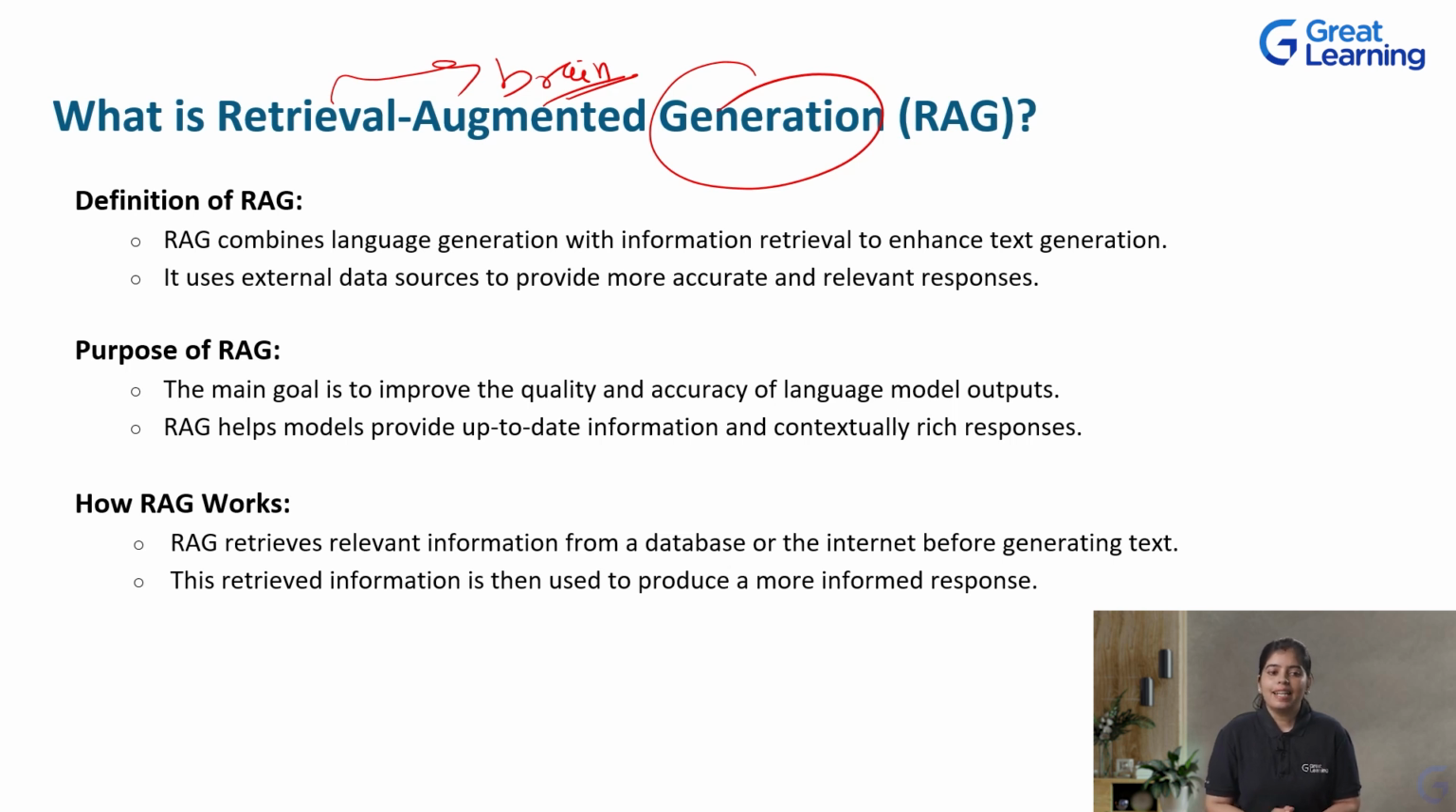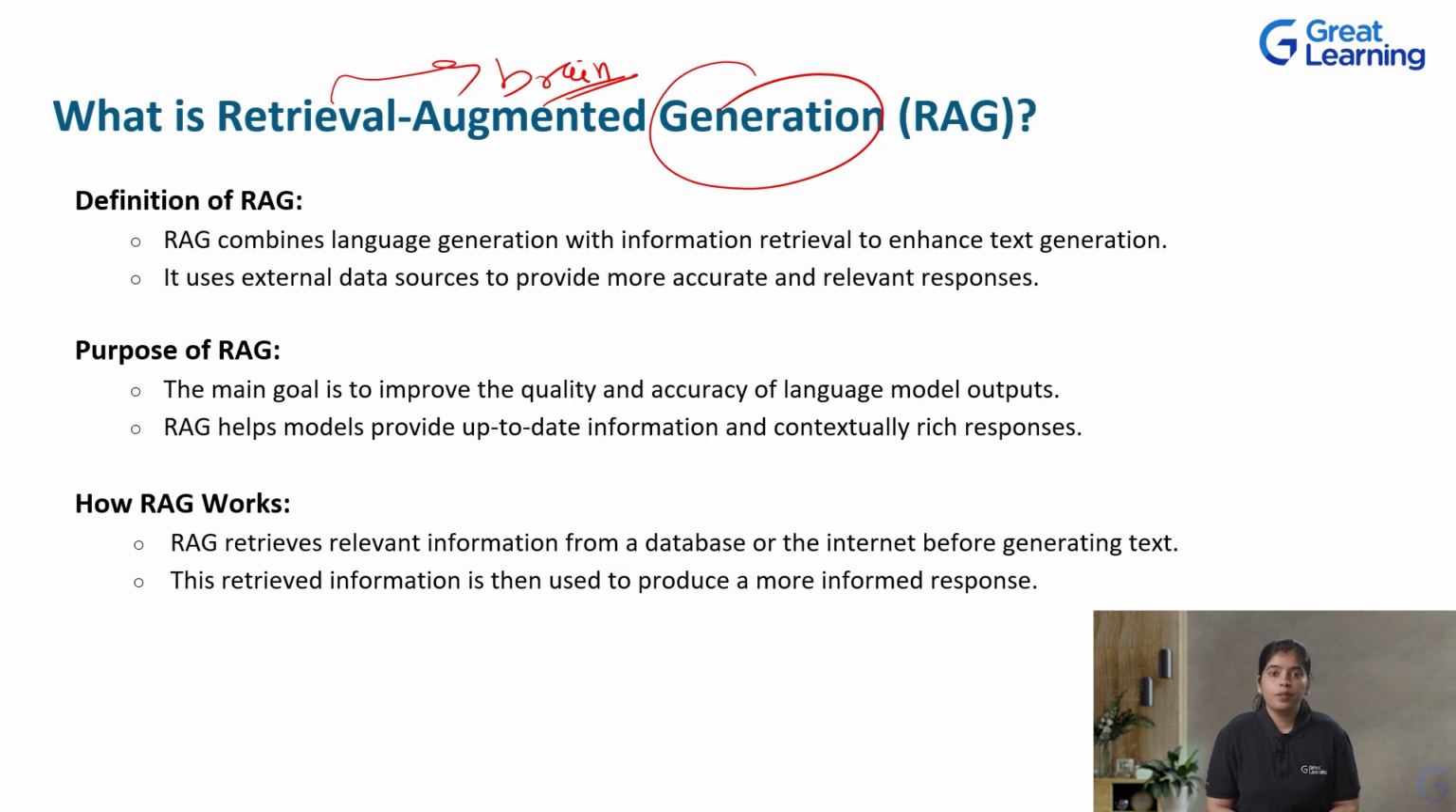So let's first understand the definition of RAG. RAG combines language generation with information retrieval to enhance text generation. Basically, it makes the data more accurate and reliable. It uses external data sources to provide more accurate, as I said before, and relevant responses.